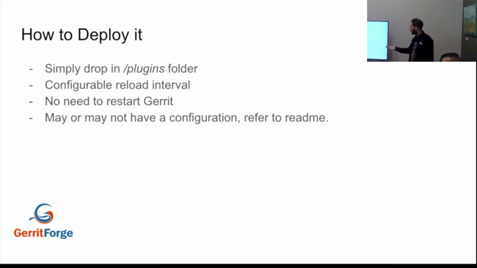How do you deploy them? I already touched on this, so you can simply drop the jar file in the plugins folder. There's a configurable reload interval, by default it is 1 minute. It's plugins.checkFrequency, and you can set that to whatever you want. You don't need to restart Gerrit, as we said. Now, plugins may or may not have their own configuration, and it may or may not be in the Gerrit config or in a separate config file, depending on how complicated it is. Really, you need to see each plugin can do its own thing. There's no uniform way. So let's have a quick demo.